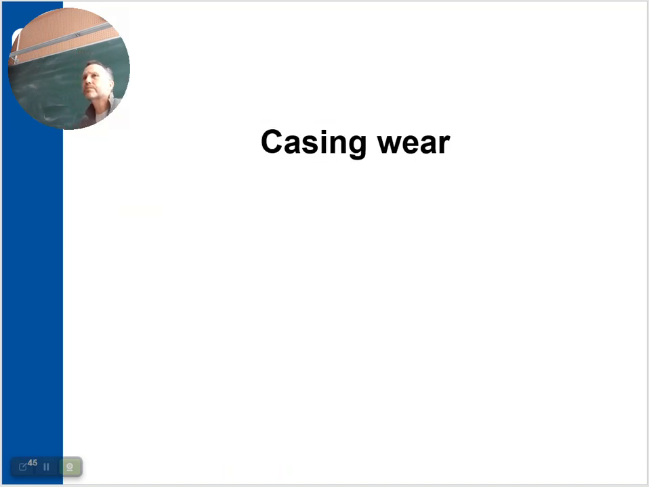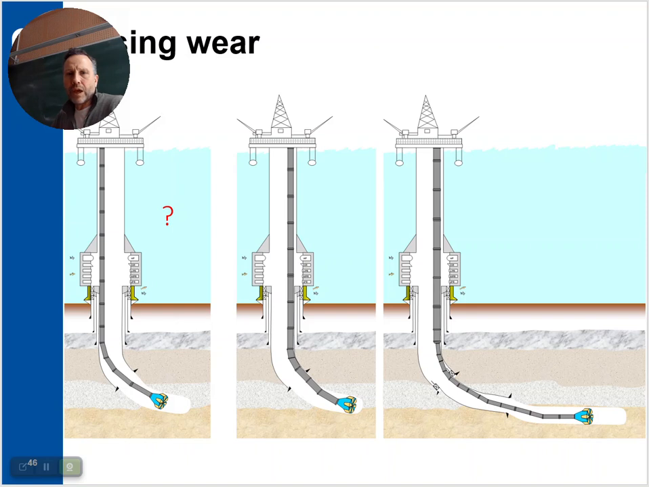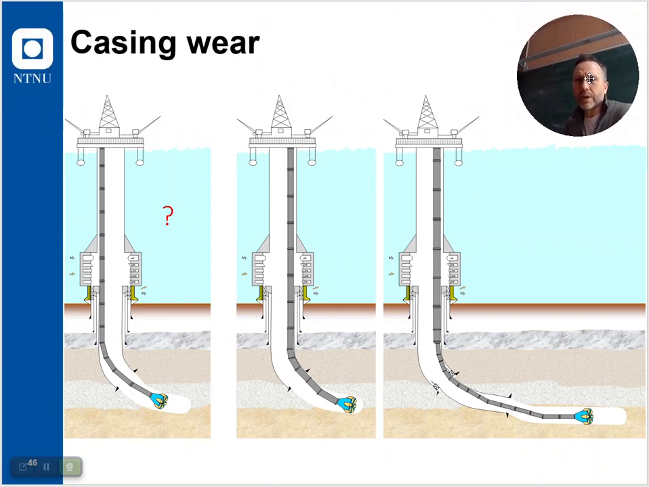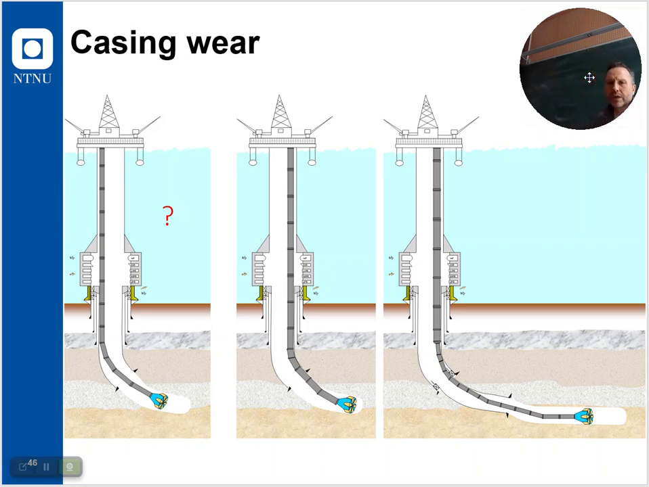All right. We will now talk about casing wear. We know that the drill pipe would stay on the high side because it's in tension most of the length of it, whereas parts would be in compression.